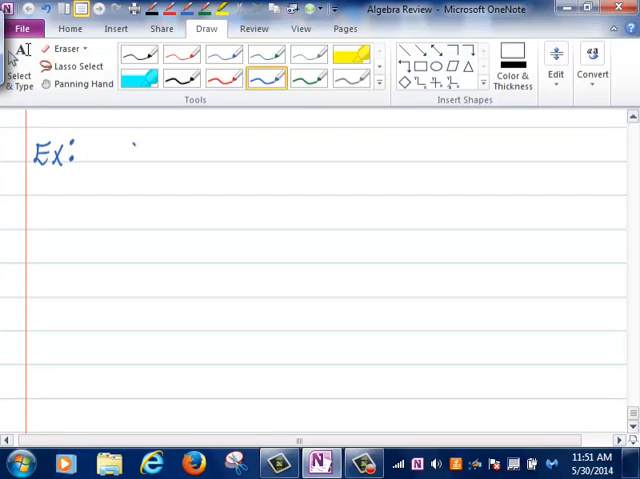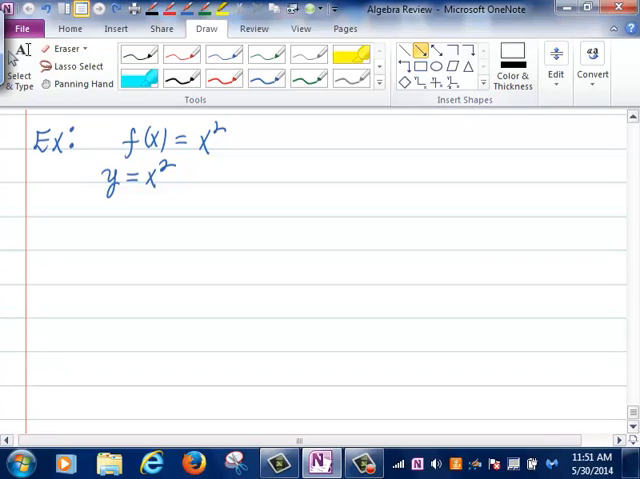So if I have the function f of x equals x squared, let's denote the output by y. If I denote the output by y, I get y equals x squared, and the graph of this function is the same as the graph of the equation y equals x squared. What's the graph of that equation? It's a parabola, right? Okay, so in this case, let's pick this much to be 1, and this much to be 1 then.